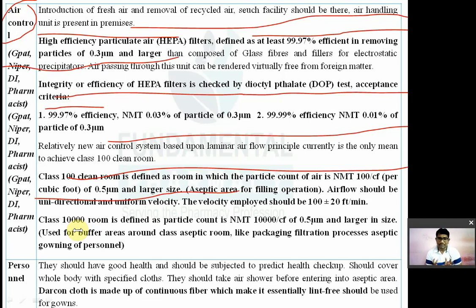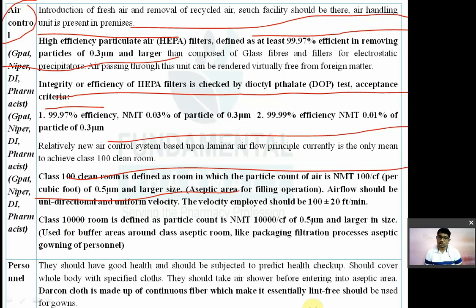Particle count not more than 100 particles per cubic feet of 0.5 micron size or larger. So it is nothing but it is used for aseptic. It is known as aseptic area. It is used for the filling operation. Okay, aseptic filling. Now in this area air flow should be unidirectional. यहाँ पे एयर फ्लो क्या है? यूनिडायरेक्शनल होना चाहिए, मतलब एक ही साइड से एयर आना चाहिए. तो इधर से आ रहा है उधर से आ रहा है, ऐसा मिक्सअप एयर नहीं होता. यूनिडायरेक्शनल फ्लो, एक ही साइड से एयर आएगा, नॉर्मली फ्रॉम द टॉप. टॉप से एयर आता है और बॉटम से एयर निकल जाता है. दैट इज नोन एज यूनिडायरेक्शनल फ्लो.